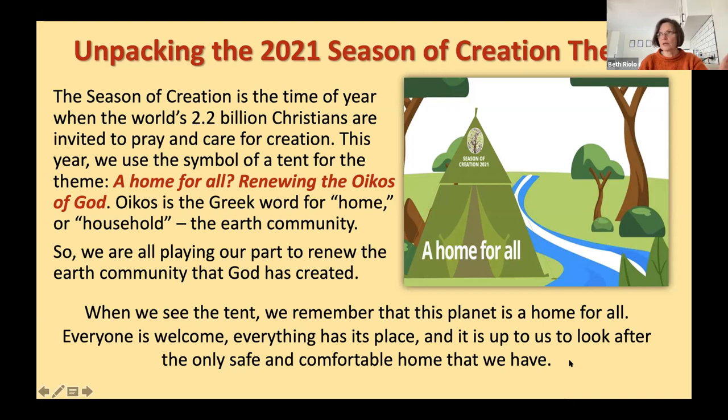And so in some communities, they're actually putting up a tent, physically a tent, to promote the theme and to remind us that we're all called to look after our home. And everyone is welcome in this home. Everything has its place, and it's up to us to look after the only safe and comfortable home that we have.